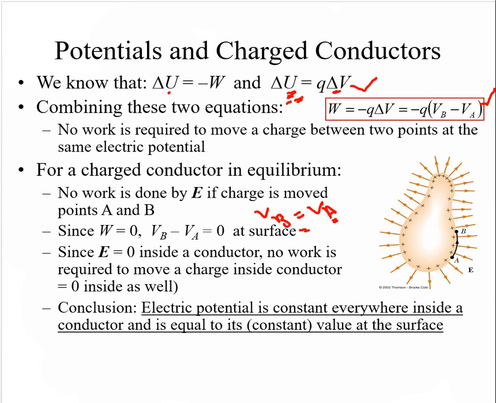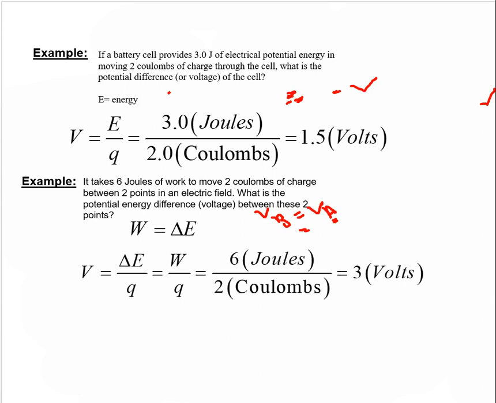So let's come to the numericals. We have an example: if a battery cell provides 3.0 joules of electrical potential energy in moving 2 coulombs of charge, what is the potential difference of the cell? So you have this formula. This is U, energy, not electric field. You have energy, you have charge, so this gives your potential.